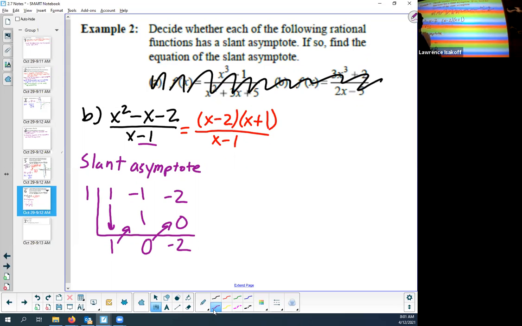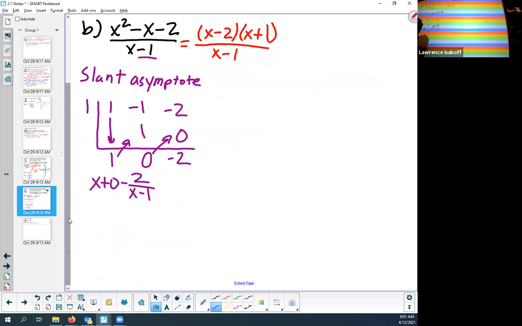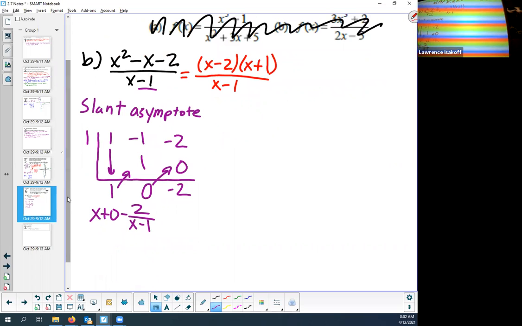So here, this would give me basically the following equation: x plus 0 minus 2 over x minus 1. So this equation, and this equation, all three equations here will give us the same graph. They are all equivalent. However, this right here actually tells me the equation of the slant asymptote.